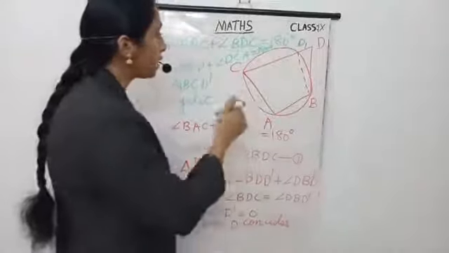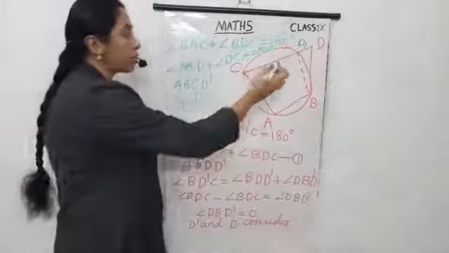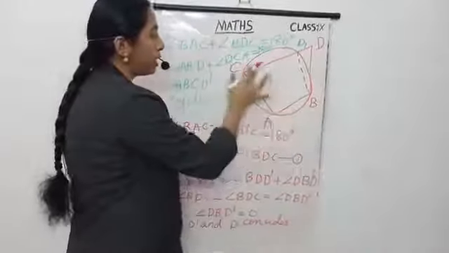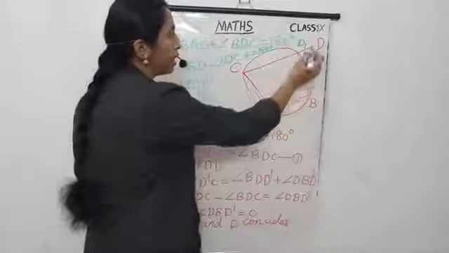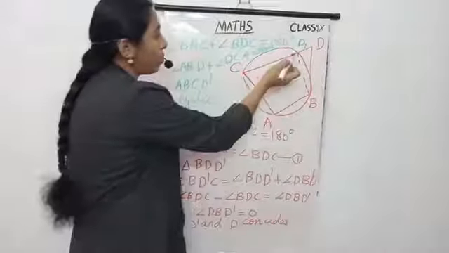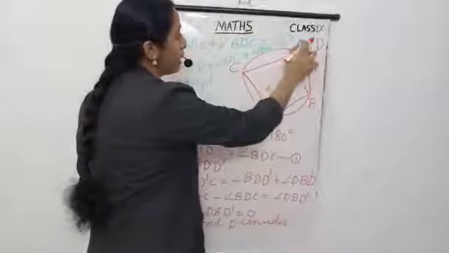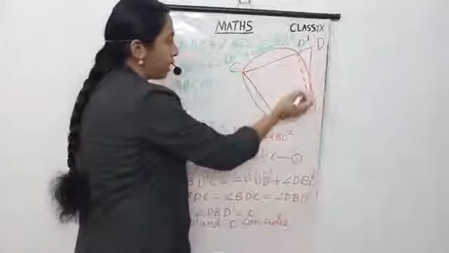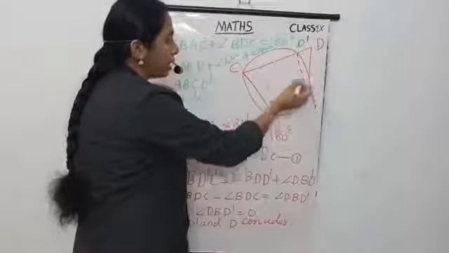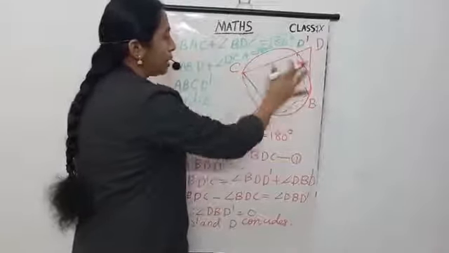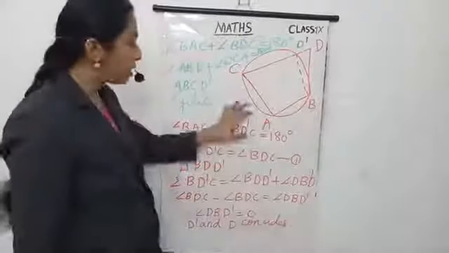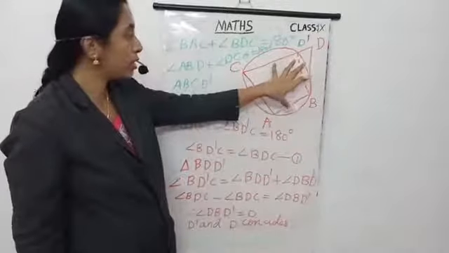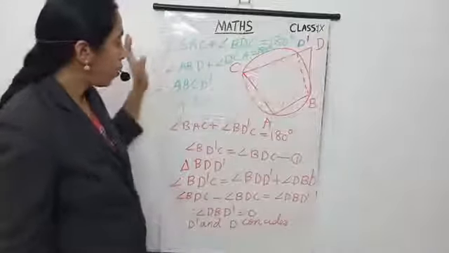So we take the contradiction method here. Suppose D is outside the circle, with A, B, C on the circle and D outside the circle. Now this point we take as D dash. D dash is one point here, and joining D dash and B we get this line segment. Consider this a cyclic quadrilateral: A on the circle, C on the circle, B on the circle, and D dash on the circle. So this is a cyclic quadrilateral.